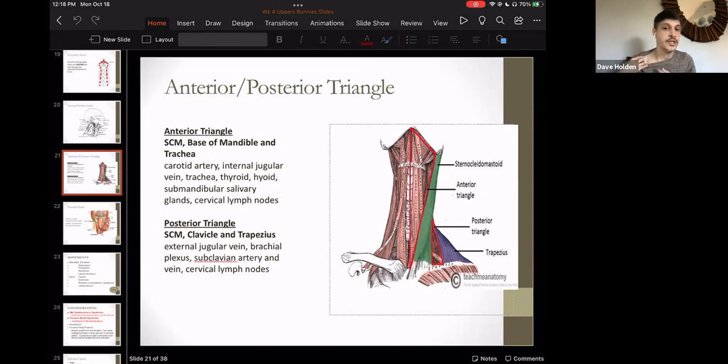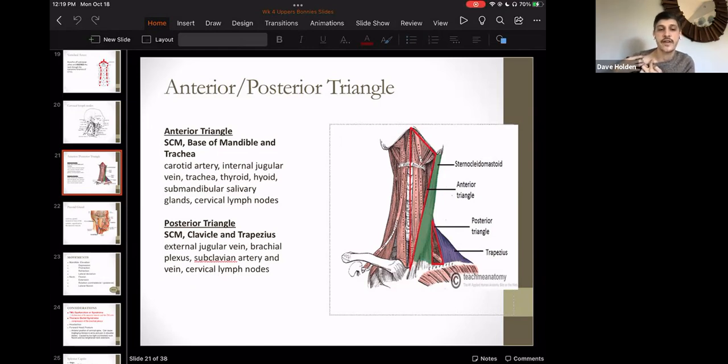Second is the posterior triangle, which is located right here between the posterior border of SCM and the anterior border of the upper trapezius and a little bit of the clavicle. The posterior triangle is rather small. It just kind of sits right about here. It's called posterior because it's posterior to the anterior triangle, not because it's on the back of the body. It's still on the front right here.